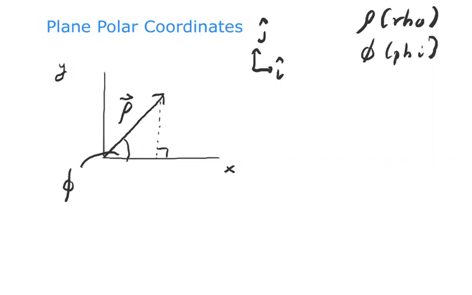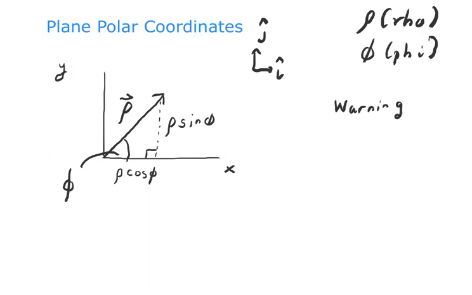So again, using the trusty rule of decomposing a vector into its components, it's easy to see that in fact this length here is just rho cosine of phi, and this side is rho sine of phi. So you really have a right triangle.